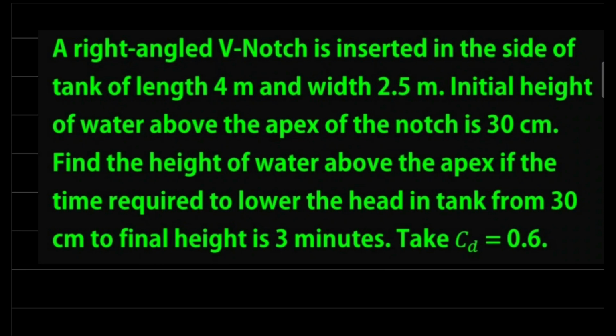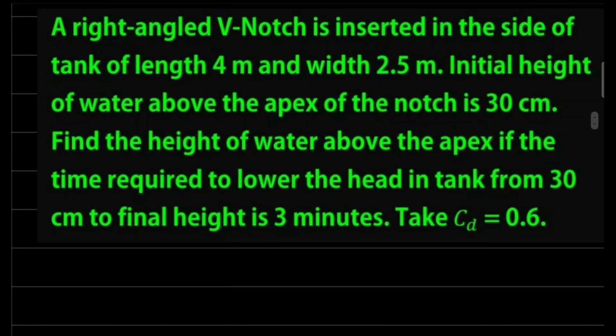So that says that a right angle V notch is inserted in the side of a tank of length 4 meter and width 2.5 meter. Initial height of water above the apex of the notch is 30 centimeter. Then it is asked to find the height of the water above the apex if the time required to lower the head in the tank from 30 centimeter to the final height is 3 minutes. We have to take the CD value as equal to 0.6.